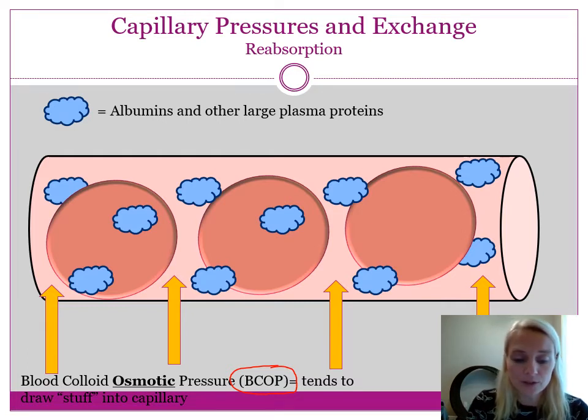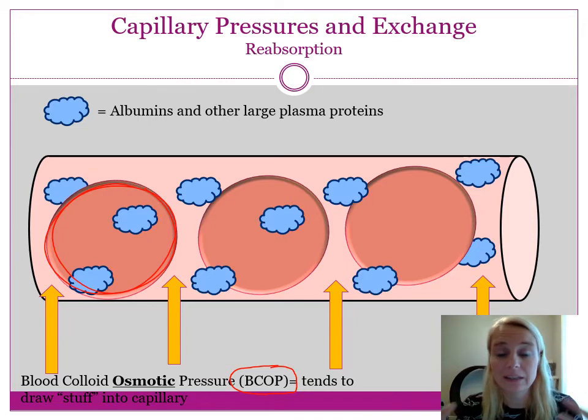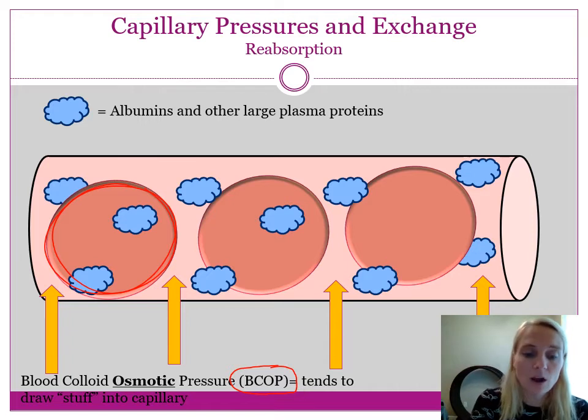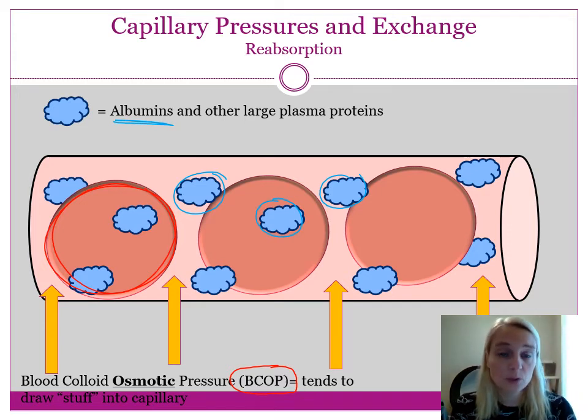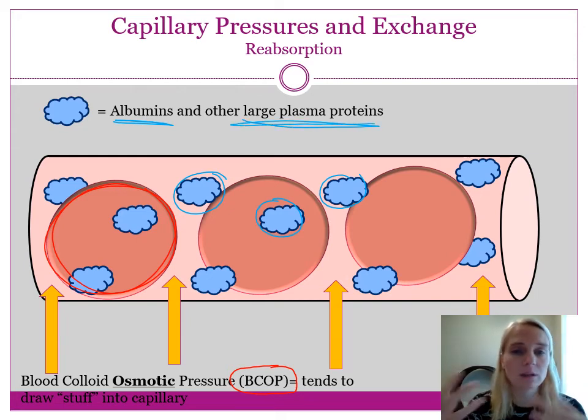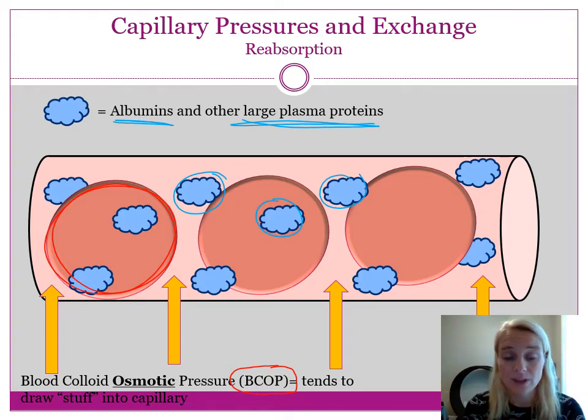So in our blood vessels, we have big red blood cells. They're too big to leave the capillary, obviously, so they stay inside. And then I also have created these little cloud-like things, which are mainly albumins. Those were the highest proportion of our plasma proteins, if you think back to chapter 19, and other large plasma proteins, just the collection of these things that stay in the plasma. They're too big to filter out or diffuse out, so they just always are staying in your blood vessel, in your capillary.